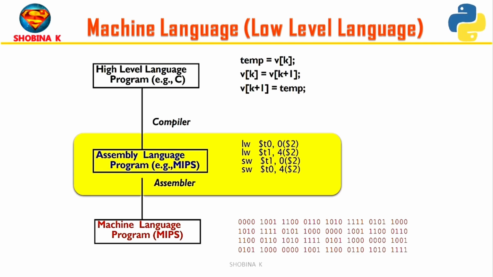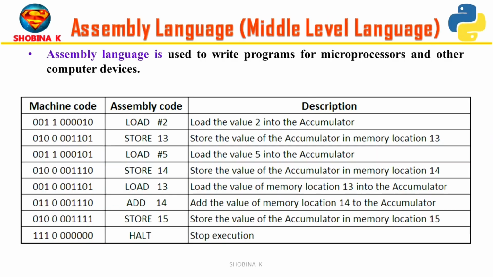Now let's move on and understand the assembly language. Assembly language is used to write programs for microprocessors and other computer devices. Assembly language is also known as symbolic machine language. Symbols are popularly known as mnemonics. A mnemonic is a symbol or a short code that represents a machine language instruction. These mnemonics are designed to be more human readable than raw binary machine code.